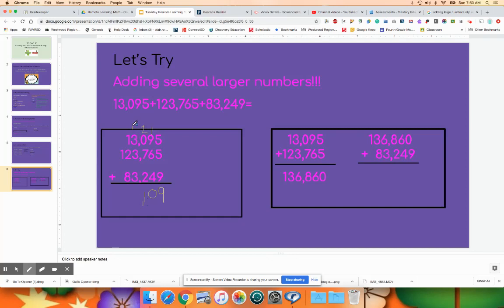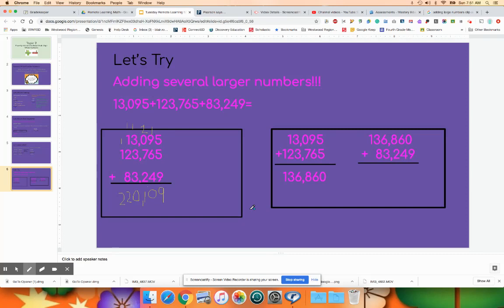3 and 1 is 4. 4 and 3 is 7. 7 and 3 is 10. 1 and 1 is 2. 2 and 2 is 4. 4 and 8 is 12. And then 1 and 1 is 2. Okay, so that would be if I was adding all 3 of the numbers together. Notice I lined them up. I think that's where a lot of errors take place.